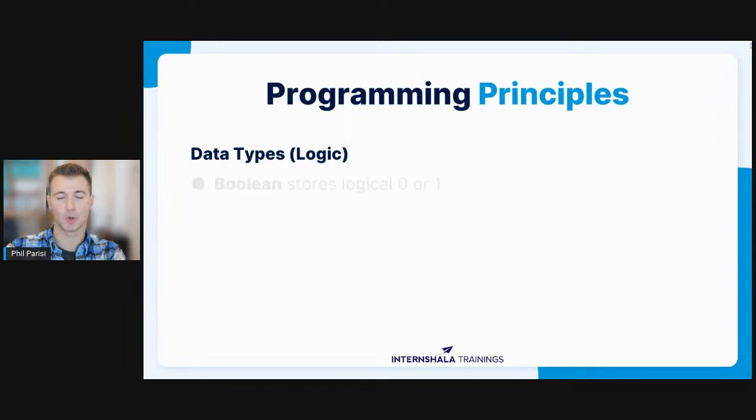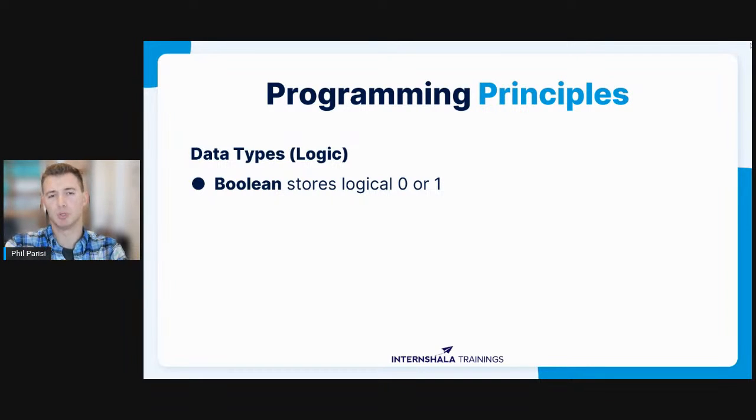The last type we're going to cover today are logic. Logic data types are very different, and we call them Booleans. This is because they can only store one of two values, which is a 0 or a 1. We call these the logical zeros and logical ones. For example, the word true and 1 are equivalent in Matlab. True means 1, whether it's a capital T or a lowercase t.